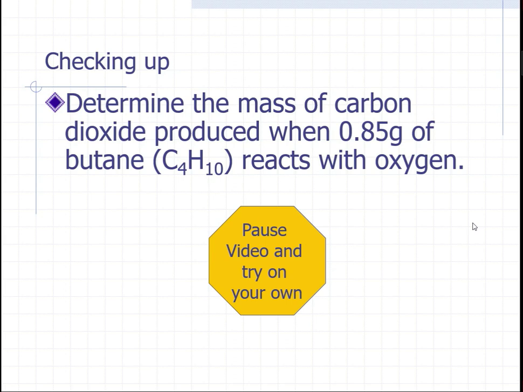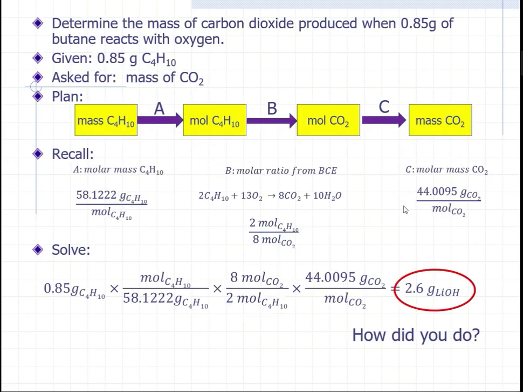Okay, so hopefully you did heed my warning and suggestion. Try it on your own. Let's see how you did. Here's the answer. If you wanted to figure out how many grams of carbon dioxide we produce from 0.85 grams of butane, this is the process you do, and you should have gotten 2.6 grams of lithium hydroxide produced. How did you do?